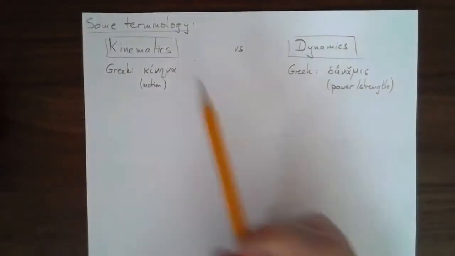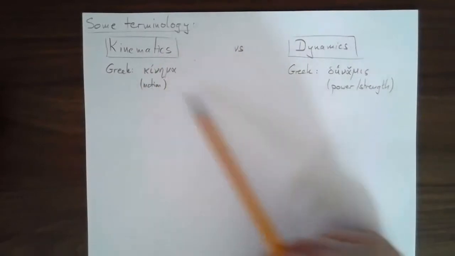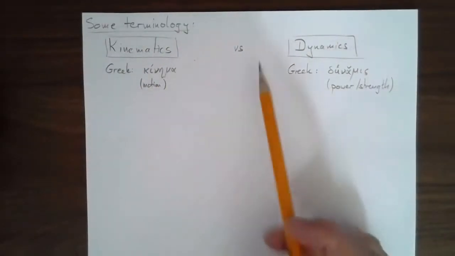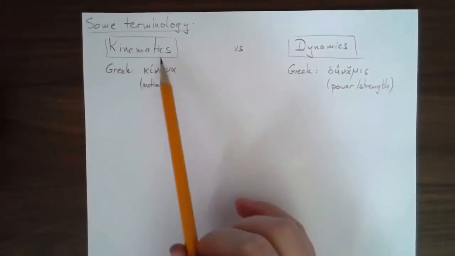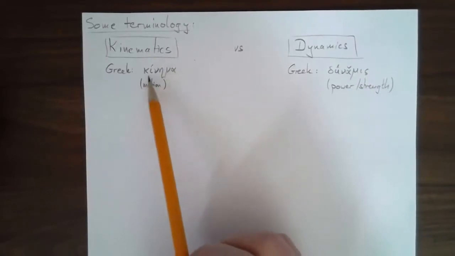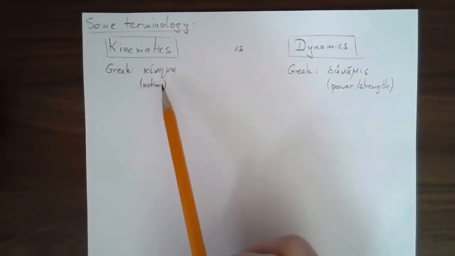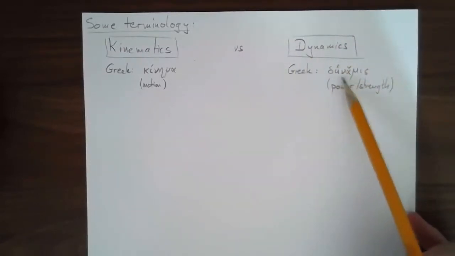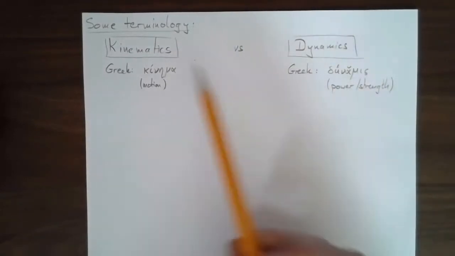So these two terms, kinematics and dynamics, together form what we might call mechanics, specifically classical mechanics. I'll talk about what's classical about it in a second. Kinematics comes from the Greek kinema, which means motion. And dynamics comes from the Greek dynamis, which means power or strength. And it sort of gives you an idea of what they mean.